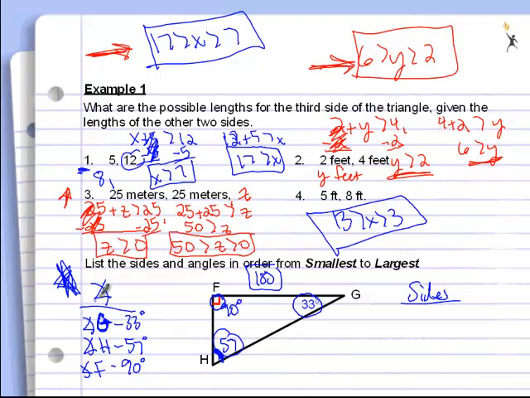Now, let's review one interesting fact. We don't know any of the sides. Not one of them. They don't give us any lengths. So when they tell us to list them in order from smallest to largest, what information can I use to list my sides from smallest to largest? And I hope you remember that we can use the angle measures to identify the sides.